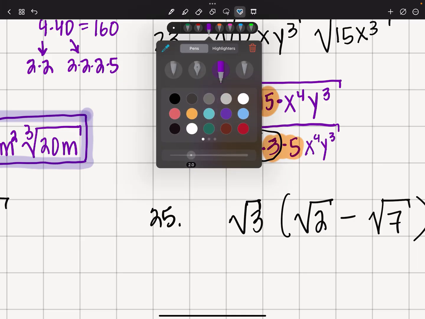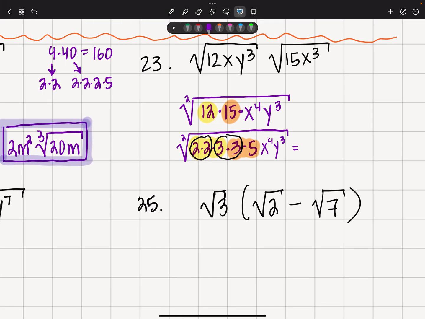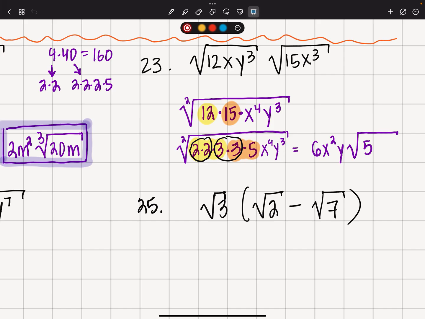So my answer is going to have 2 times 3 on the outside, and then we've got, for x to the 4th, the square root of x to the 4th is x squared with nothing left over. The square root of y cubed, I've got 1 pair of y's with a y left over. So my leftovers would be the 5. The x to the 4th didn't have any left over, but the y cubed had 1 y left over, so that would be y to the 1st, and there's our answer.